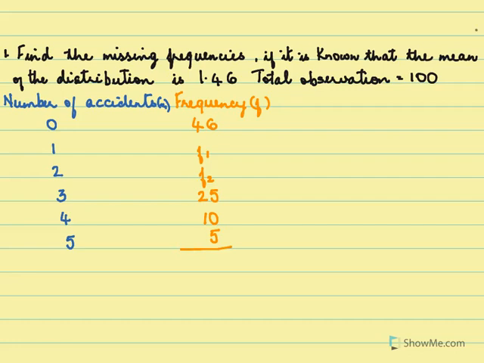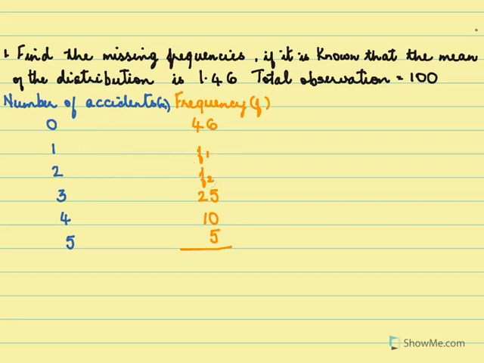Find the missing frequency if it is known that the mean of the distribution table is 1.46 and total observations is 100. So in the first row, we are given the xi, number of accidents and the frequency. So for 0, the frequency is 46. For 1, it is F1, which is to be found out. For 2 accidents, F2, 3 accidents, 25, 4 accidents, 10, and 5 accidents, 5. We need to find F1 and F2, the missing frequencies.